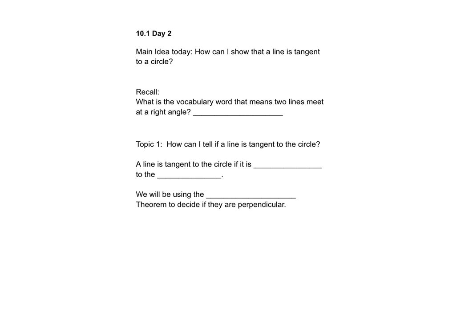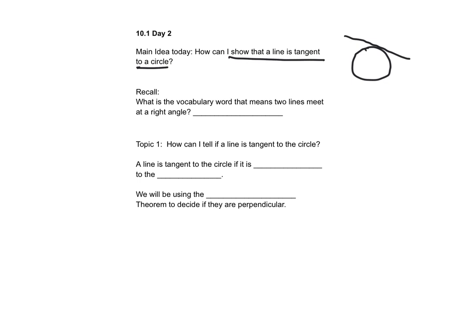Okay, let's take a look at the second day of 10.1. Yesterday we did some vocabulary and some basic ideas. Today we are going to look at how I can show that a line is tangent to a circle. Meaning, if I have a circle and this line sitting out here, how do I actually know if that's tangent to the circle or not? So that's what we're going to be looking at today.